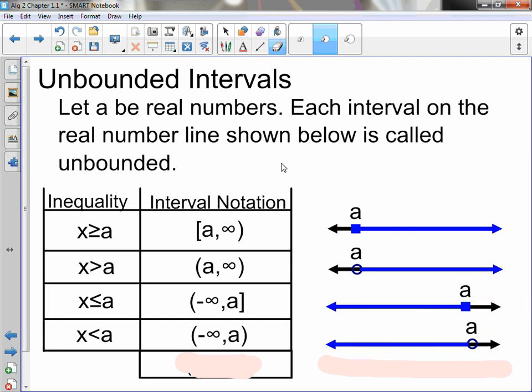And for the last two, we have X is less than or equal to A, and X is less than A. So it's almost the same thing, but now we're going towards negative infinity, not positive infinity. And whenever we do interval notation, the bigger number will be on the right, the smaller number will be on the left.